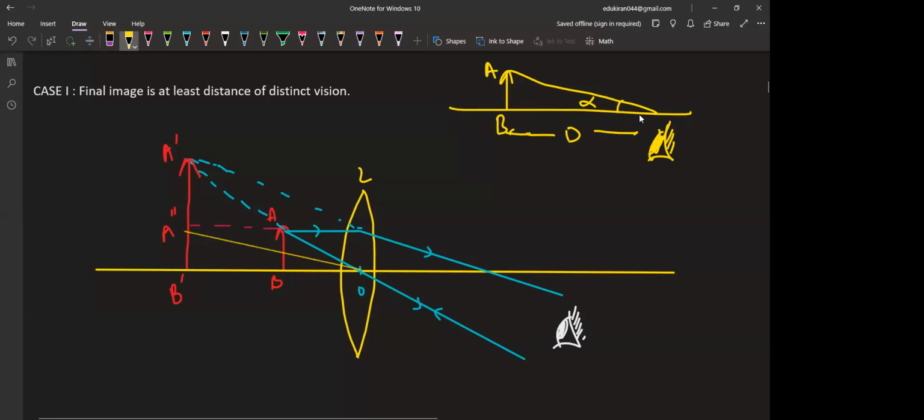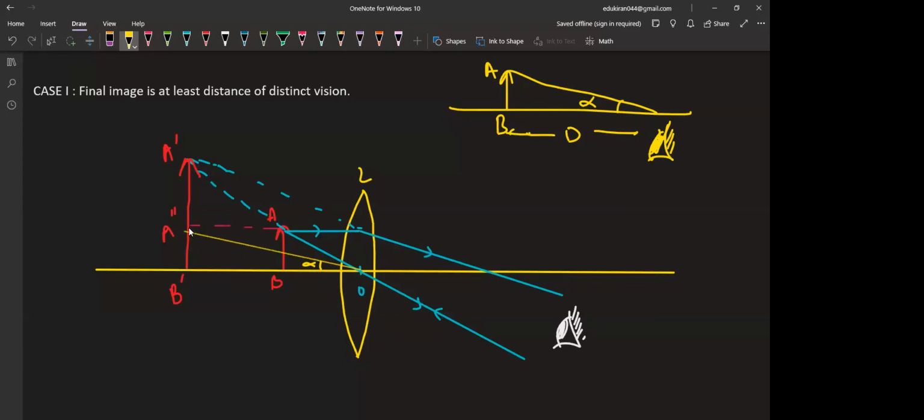Understood? What is alpha? Alpha is the angle subtended by the object at least distance of distinct vision. See, if I see a pen which is kept in front of me, is there a lens? No, we are just able to see it directly from our eyes. So this is that case. Once the lens is put, you can see the modification. This was alpha. This was supposed to be alpha. This part only, exactly the length of the object.